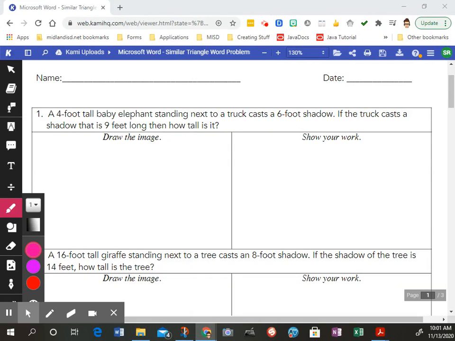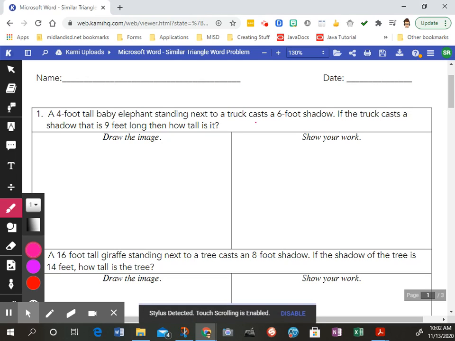Hey again, this is Miss Rogers, and I'm wrapping up the similar triangles with the third thing, and it is word problems. So I've got this word problem here, and I need you to draw a picture about it. It says, a 4-foot tall baby elephant casts a 9-foot shadow standing next to a truck. You see what I did?